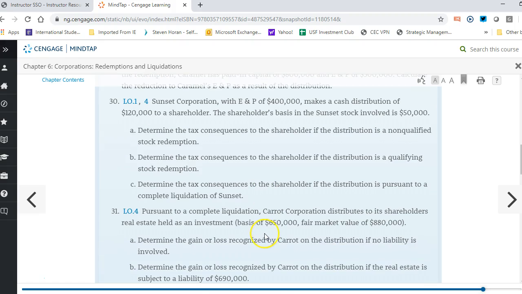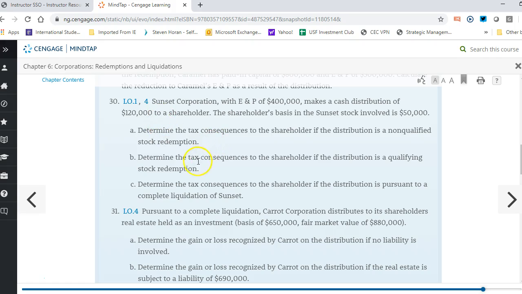Okay, question 30. Sunset Corporation with E&P of 400,000 makes a distribution of 120 to a shareholder. The shareholder's basis in the stock is 50. Determine the tax consequences to the shareholder if the distribution is non-qualified. Non-qualified means it's a dividend. You just think of it as a dividend. So the shareholder receives a $120,000 dividend, and that's the answer.